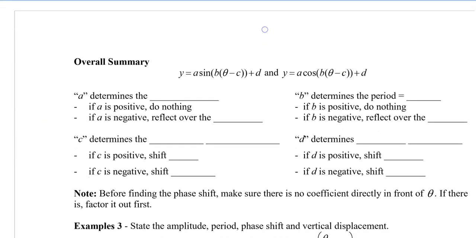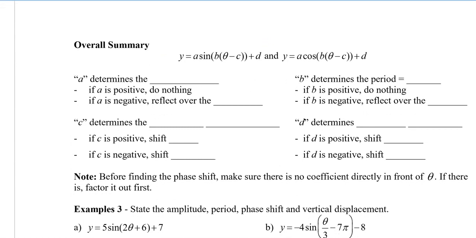All right, so let's combine everything together. So when we have all our amplitude, period, phase shift, and vertical displacement all together, this is what the function will look like. So A is at the very front, in front of the trig function. So A determines the amplitude. So if A is positive, we don't have to do anything. But remember, if A is negative, we must reflect over the theta axis, or our x-axis.